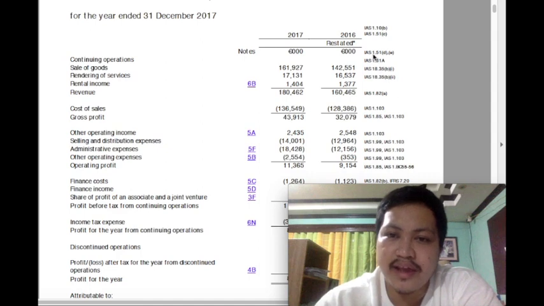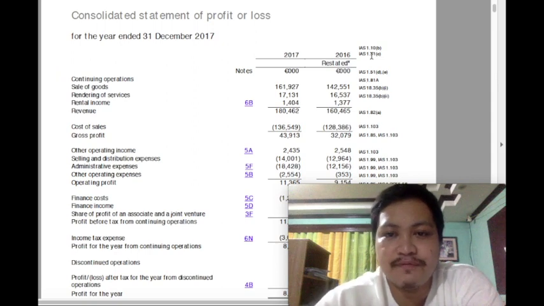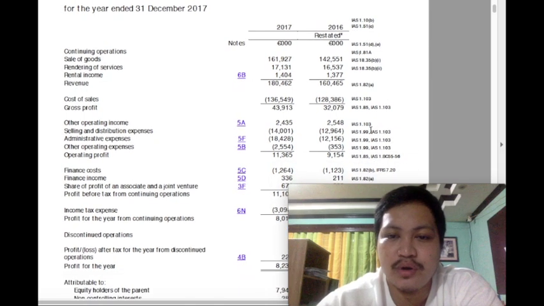Now you can see here that IAS, again, the IAS is the international equivalent of our Philippine Accounting Standards. IAS stands for International Accounting Standards. So you can see here, IAS 1.51, that means it refers to paragraph 51 of PAS 1, particularly subparagraph D and E. If you'll notice, class, a lot of the markings pertain to PAS 1, and that is again understandable because PAS 1 governs the presentation of your financial statements. Here you can see PAS 1, paragraph 103, paragraph 99, so on and so forth.